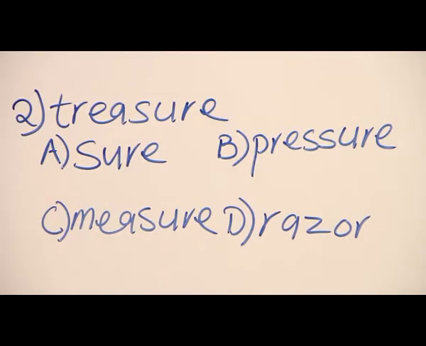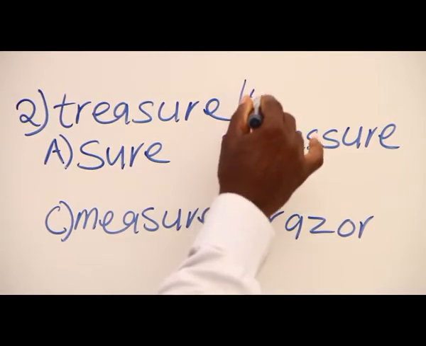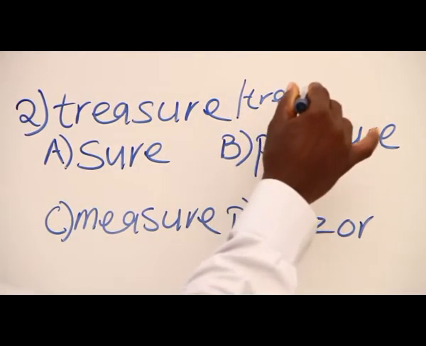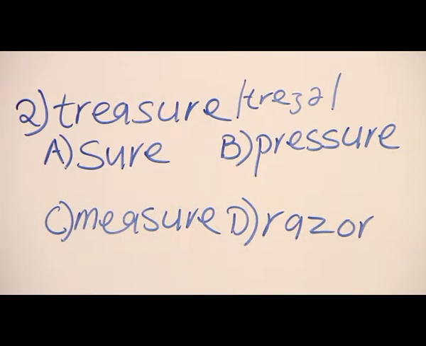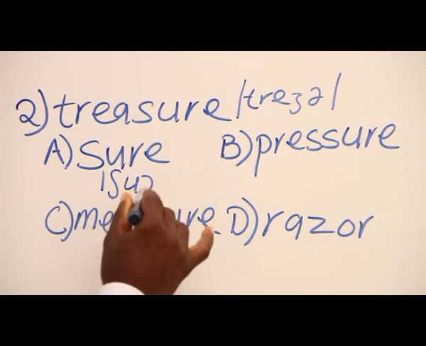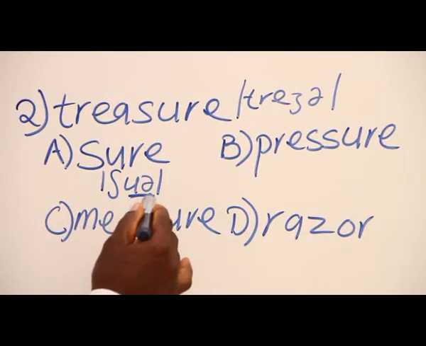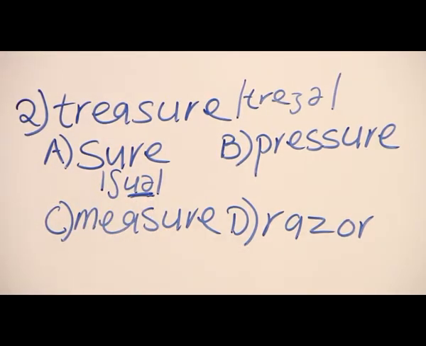Now question number 2, the word is treasure. Treasure, we have this transcription, treasure. That will be the transcription. Okay, so having that at the back of our mind, what is our answer? Let's look at option A, sure. Sure. So there's no rhyme at all because these two are considered as one phoneme, one sound.